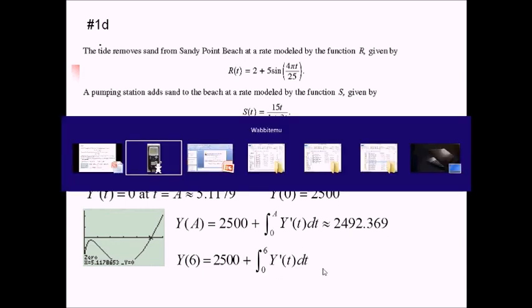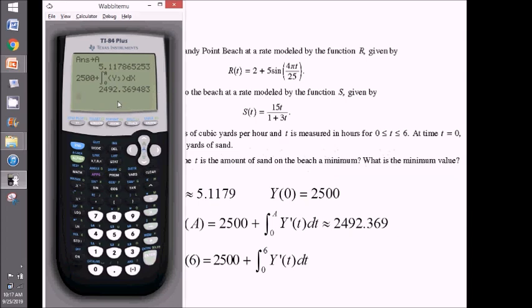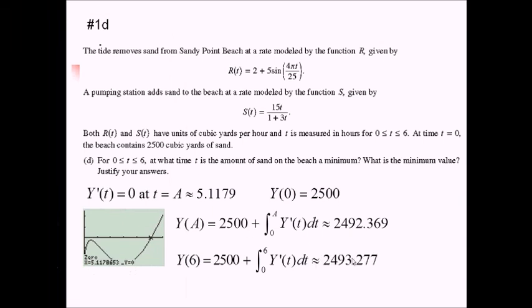And this really doesn't take me too much longer to do on the calculator because I'm just going to arrow up and grab this input from before. And instead of going from 0 to a, I'm going to go from 0 to 6 and press enter. So just one little small change there. And now I've got this other value, which is still pretty close, 2,493.277. But now looking at all these, I see that my minimum is happening at time A, and that's 8 hours. And it's actually going to be 2,492.369 cubic yards of sand.